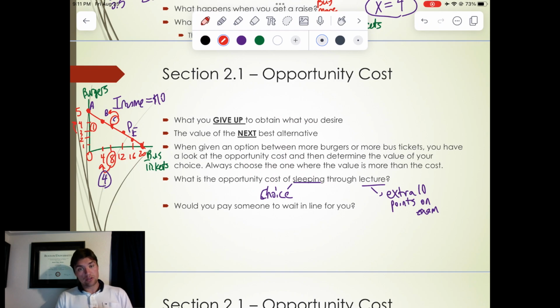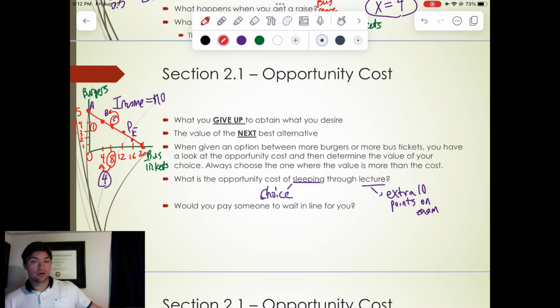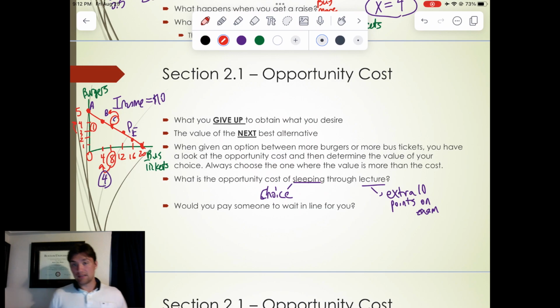And if you're determining, hey, the cost is greater than the benefit that I'm going to get, like if I were to go to class and I'm going to benefit by 10 points, I really need those 10 points. I have to get up and go, right? Because then, guess what? If I go to a lecture, is there an opportunity cost? Yes, the opportunity cost is the benefits that you would get from sleeping, whatever that might be.